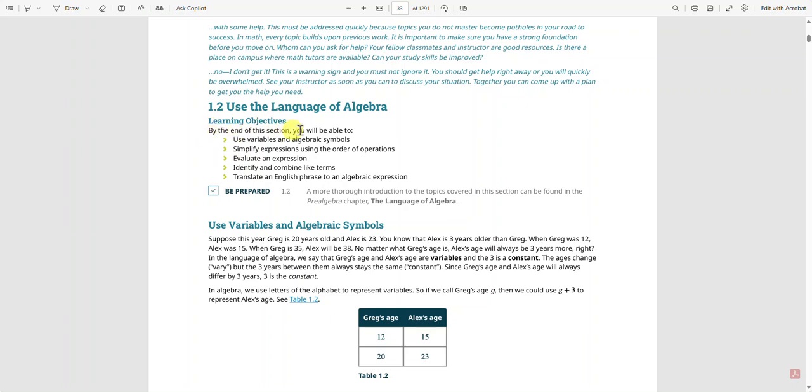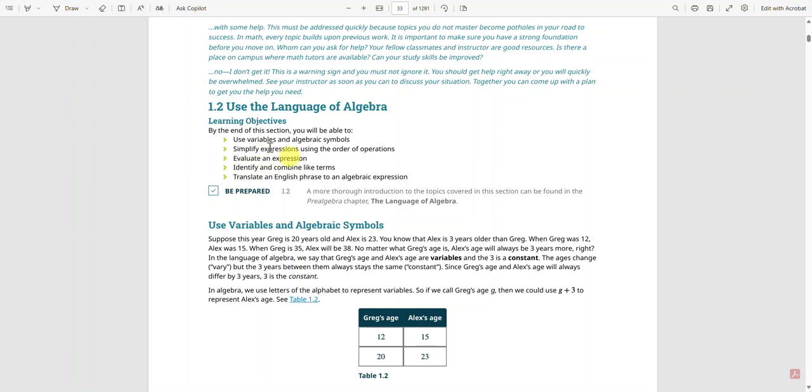By the end of this section, you will be able to: use variables and algebraic symbols; simplify expressions using the order of operations; evaluate an expression; identify and combine like terms; translate an English phrase into an algebraic expression.